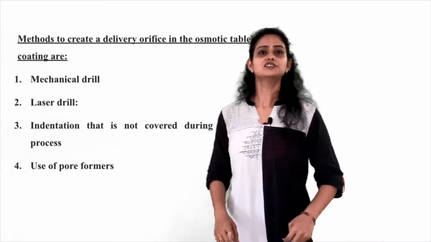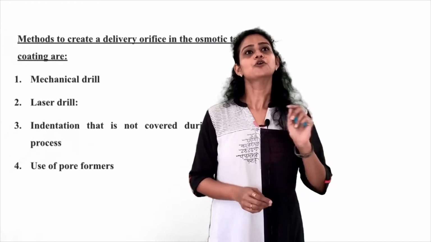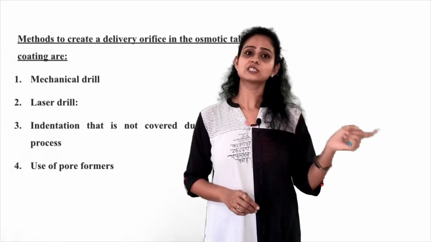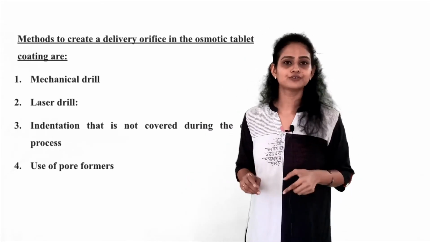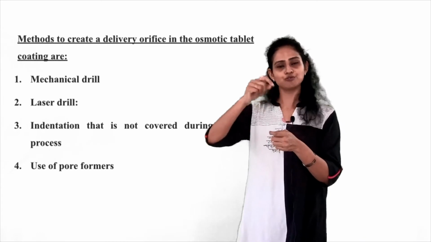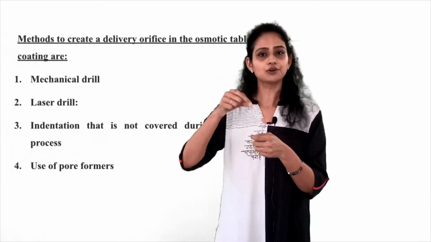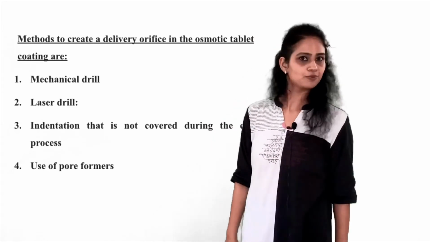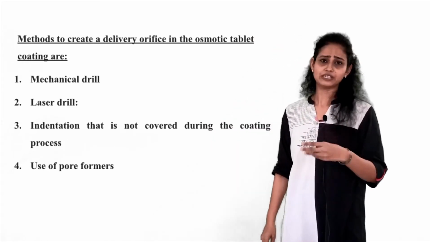Now, let us discuss them one by one. First is mechanical drilling, which means you have to create the delivery orifice manually. I explained to you in the starting of the video that you have to prepare the tablet, then go for coating, and then manually create a delivery orifice. That is known as mechanical drilling, or a manual process, but that is of course very tedious.